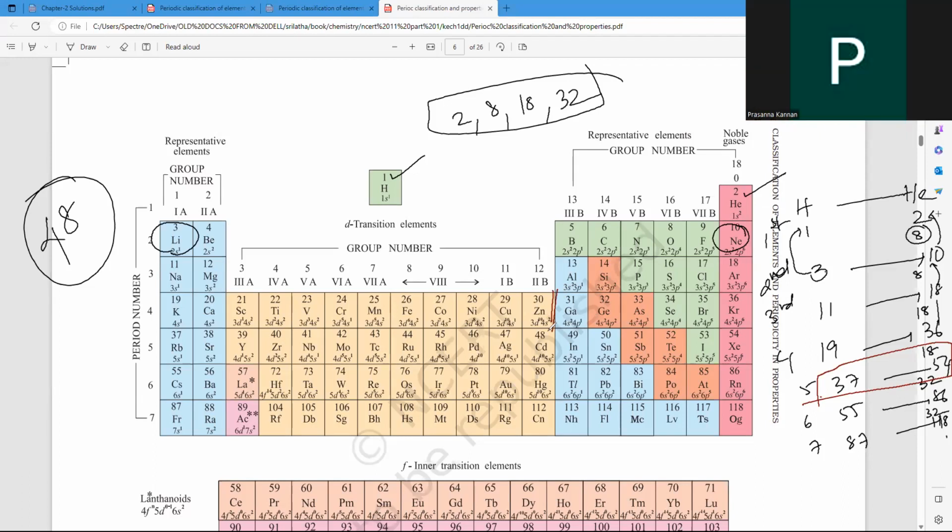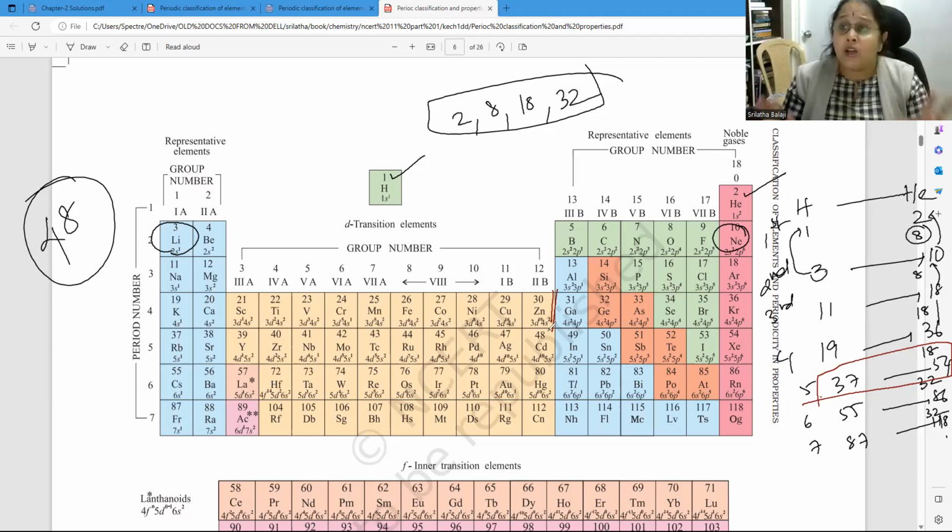If I tell you which element is placed where from 1 to 30, you should be in a position to give me its period and the group number. Like if I wake you up in your sleep and I just tell you where is manganese, I should be in a position to tell me that it belongs to 4th period and it belongs to 7th group. That should be the level of preparation.